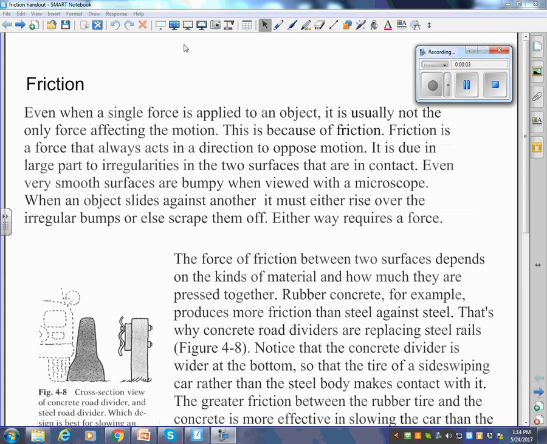That's probably okay. So, friction. Even when a single force is applied to an object, it is usually not the only force affecting the motion. This is because of friction. Friction is a force that always acts in a direction to oppose motion.